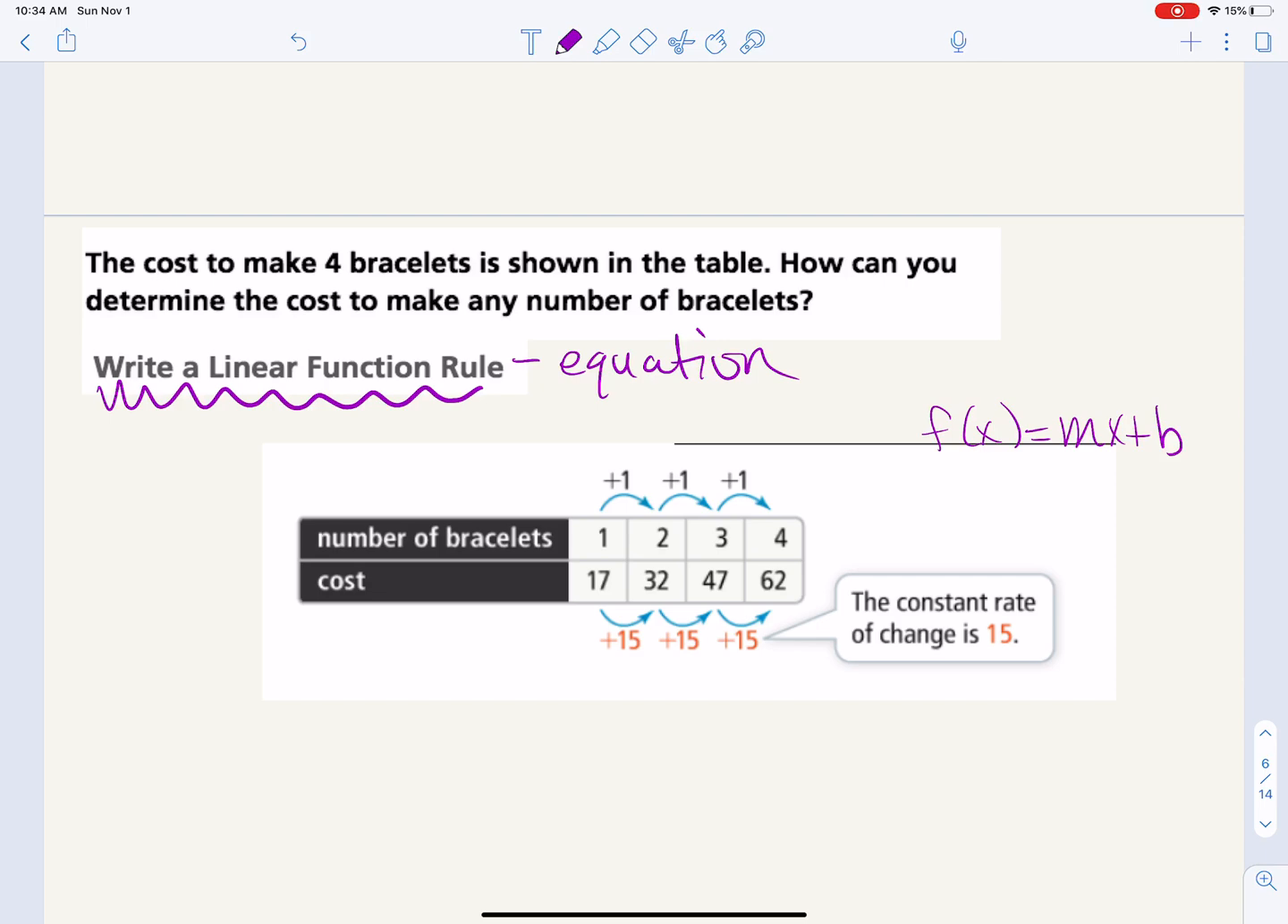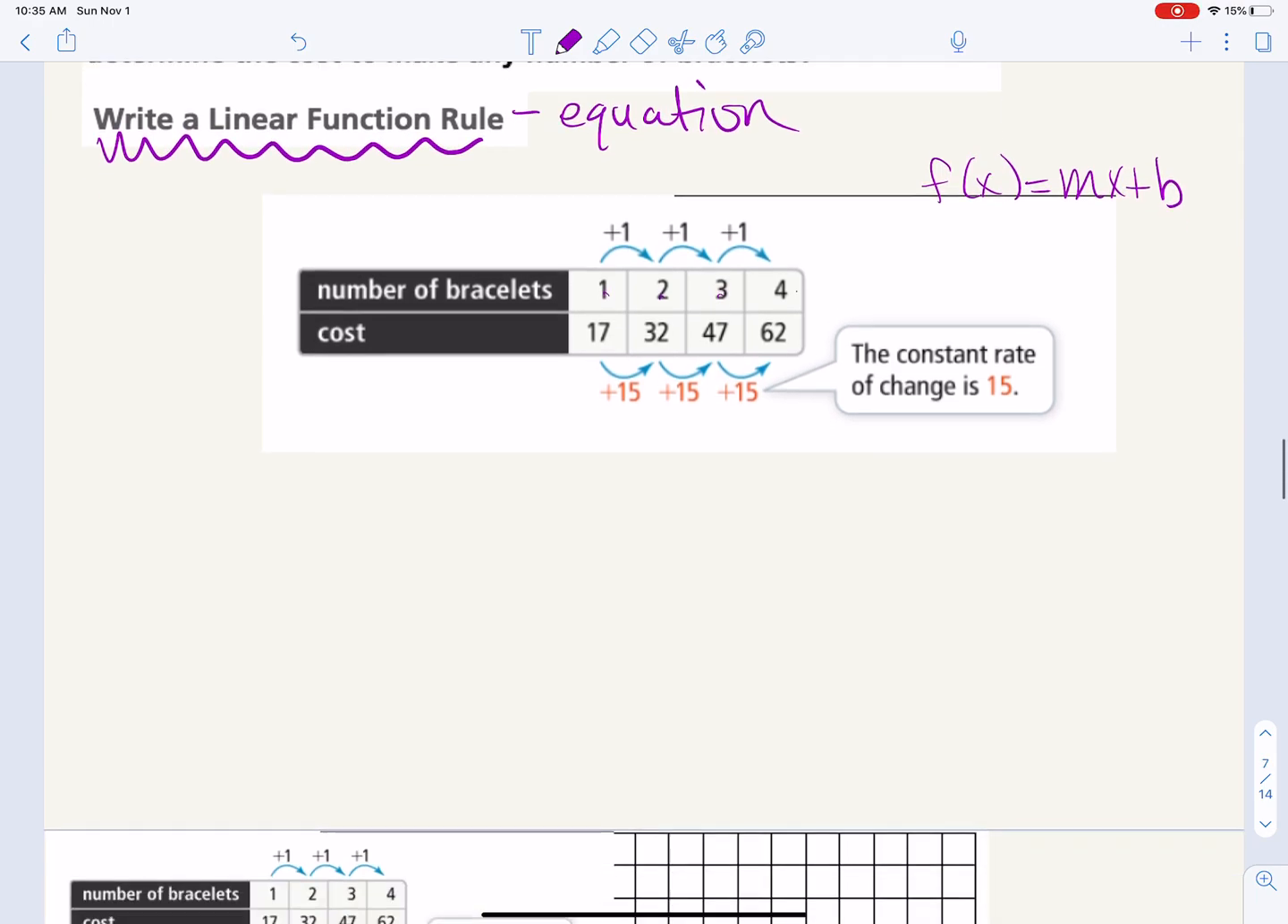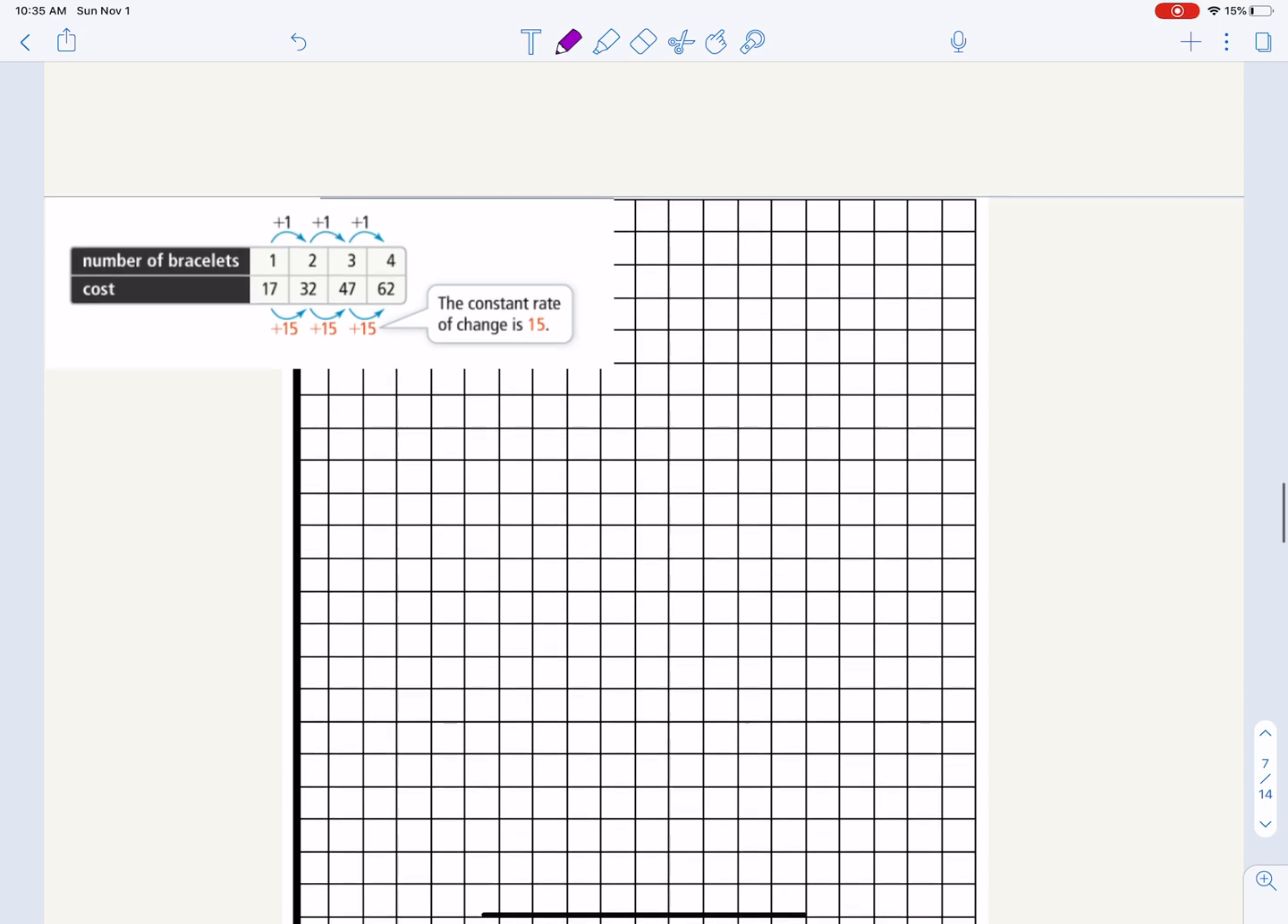Okay, so they're saying the cost to make 4 bracelets, 1, 2, 3, 4, is shown in the table below. How can you determine the cost to make any number of bracelets? So that's a generic question, and it's saying, what's the equation for this setup? Okay, guys, so when you're looking at a table, first of all, what I would like to do is take this table and put it on a coordinate plane, okay?